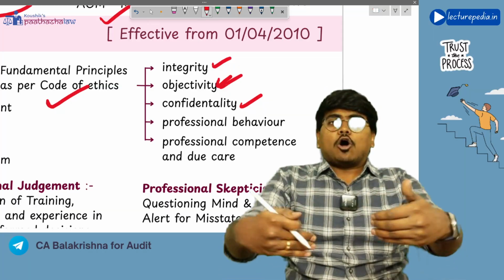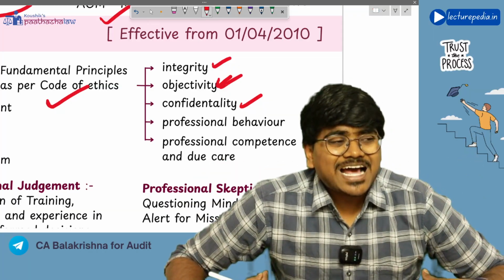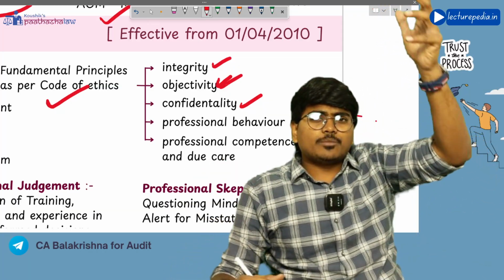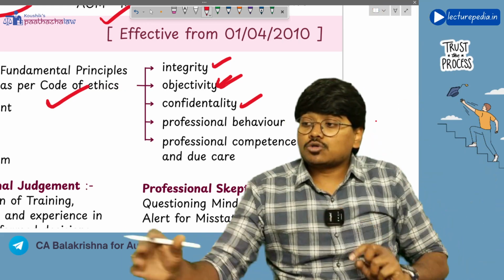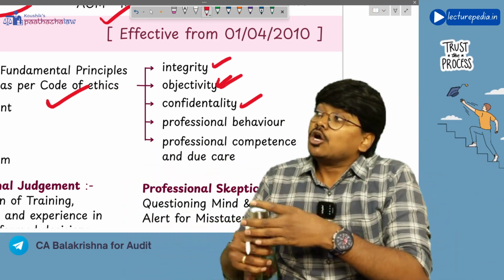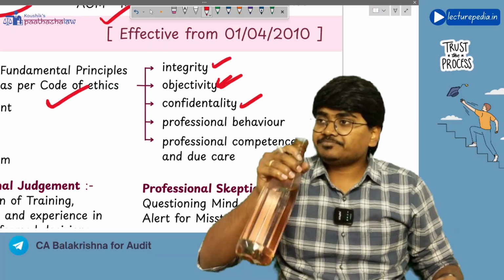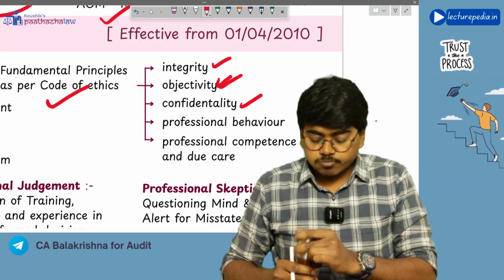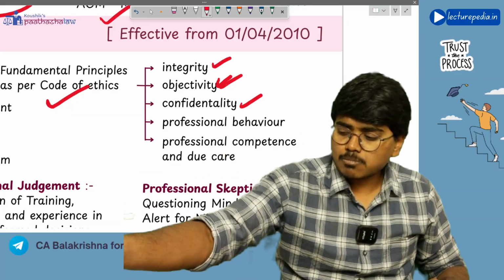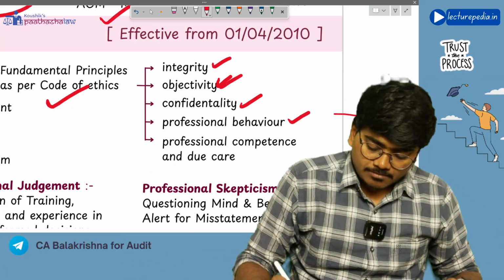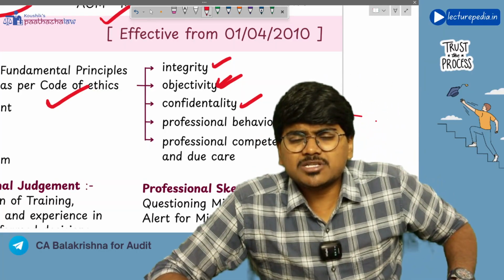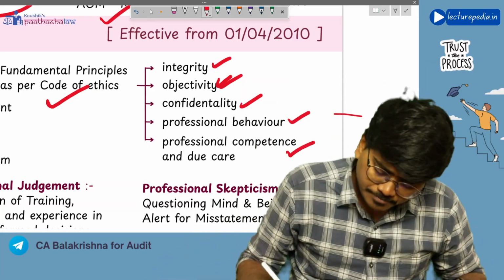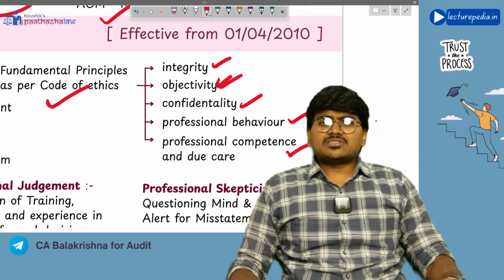Next, confidentiality. Now during the audit, he will get access to various confidential information of the entity. Now auditor should not disclose this confidential information to any other party. Got it? Next, professional behavior means behave professionally. That's it. Next, professional competence and due care.